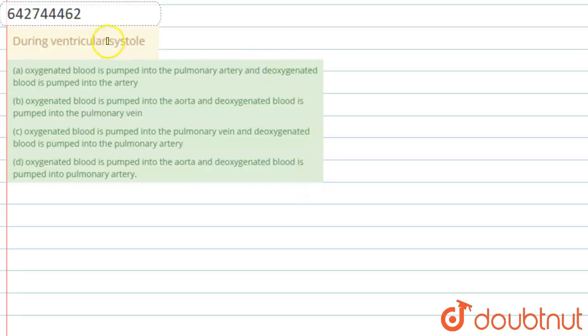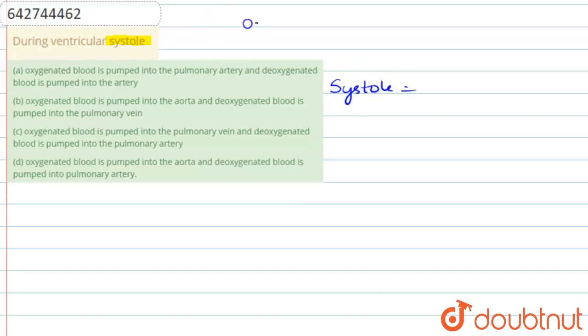Hello everyone. So the question over here is, during ventricular systole, which of these events occur? We have been given 4 options and we have been asked which of these 4 events occur during ventricular systole. So let us first understand what is systole.